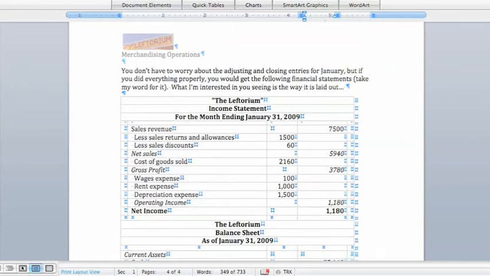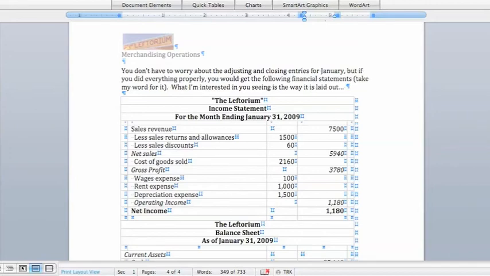In this case, it's $21.60 to arrive at what we call gross profit of $37.80. And gross profit is really, in a sense, the amount of markup that we were able to charge in excess of our purchase price. Then you can subtract out any operating expenses to get what we call operating income. And so in this case we had three operating expenses: wages expense, rent expense, and depreciation expense.